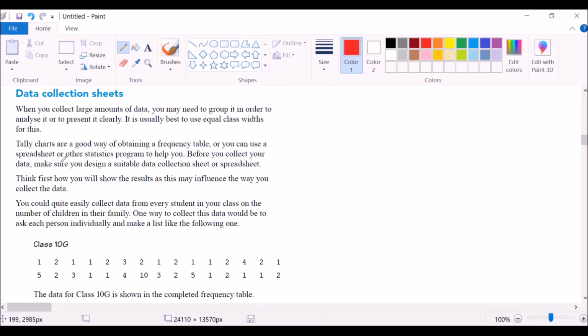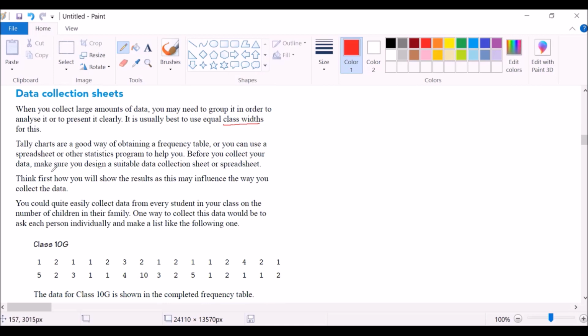Data collection sheets. When you collect large amounts of data, you may need to group it in order to analyze it or present it clearly. It is usually best to use equal class widths for this. Tally charts are a good way of obtaining a frequency table, or you can use a spreadsheet or other statistics program or applications to help you.